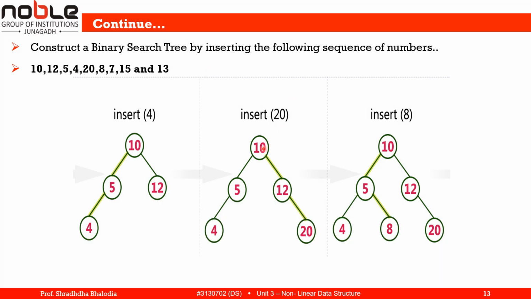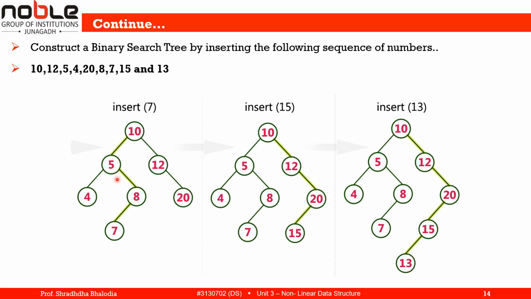After that, 20. We check with the root node 10. 20 is greater than 10, so we go to the right side. 12 is already there, so we check with 12. 20 is greater than 12, so we put it on the right side of 12. After that, 8, and we continue the same process. First compare with 10. 8 is less than 10, so we go to the left side. Then we compare with 5. 8 is greater than 5, so we put 8 on the right side of 5. After that we add 7. We follow the same procedure, which is why we add 7 on the left side of 8.